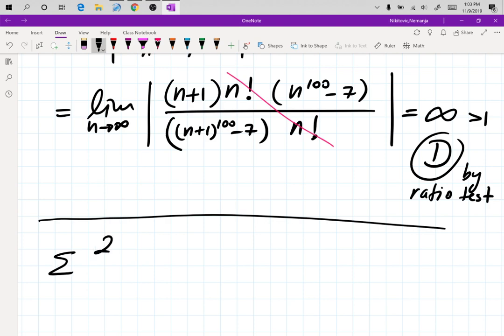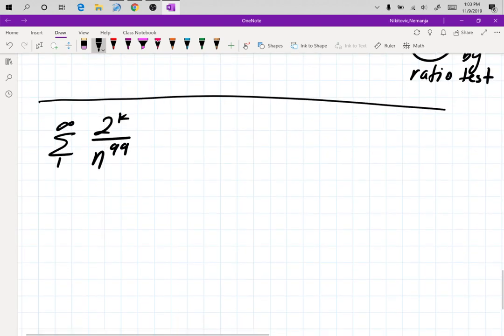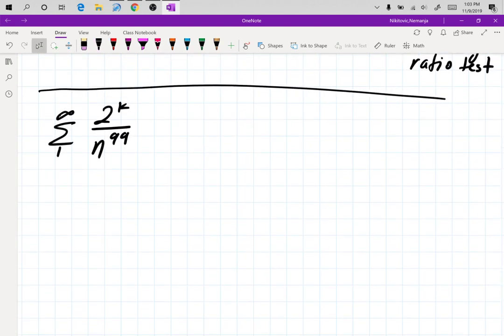2 to the k divided by n to the 99. So you know the drill. Get your no k, n. Either all n's or all k's. I don't care. All n's or all k's.